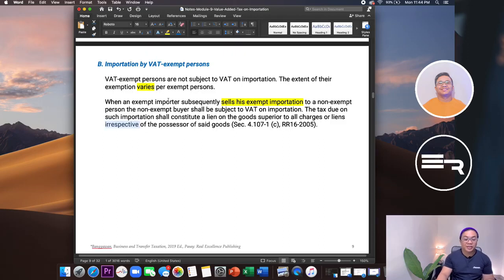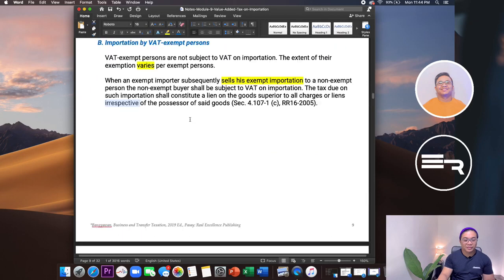So kumbaga, in short, kung exempt yung importer, tapos binenta niya, okay, example ako yung importer, exempted ako as an importer, right? Pero pag binenta ko yung exempt na importation ko na yon to a non-exempt, meaning taxable person, yung bumili sa akin, siya yung magiging subject sa VAT on importation, hindi ako na nag-import, kundi yung bumili. Okay, kung non-exempt siya, or VAT-able siya, or taxable siya, yung taxpayer.